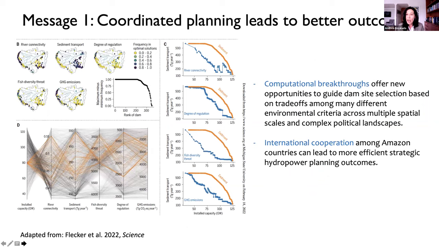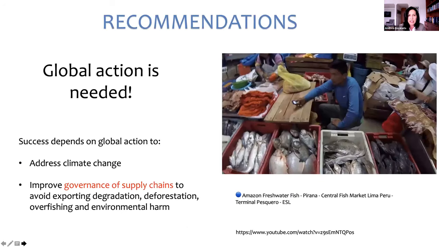And that means that we need to talk within the countries. We need to have this international cooperation among the countries to lead more efficient strategic hydro planning outcomes to have less impact on our ecosystems.